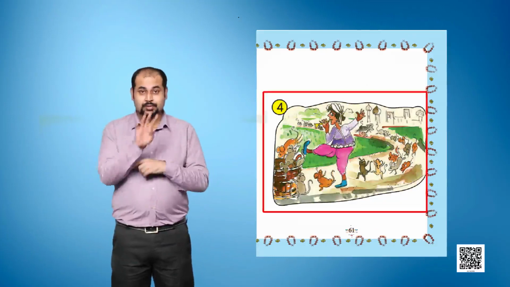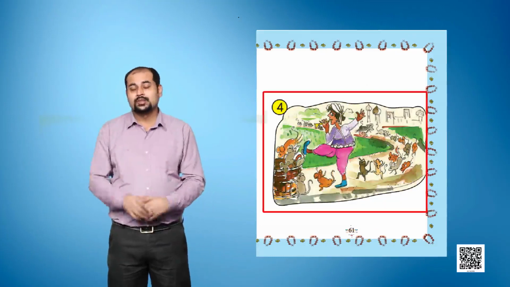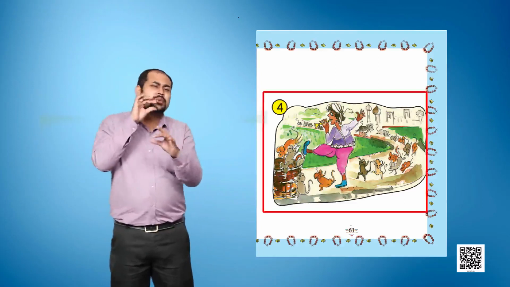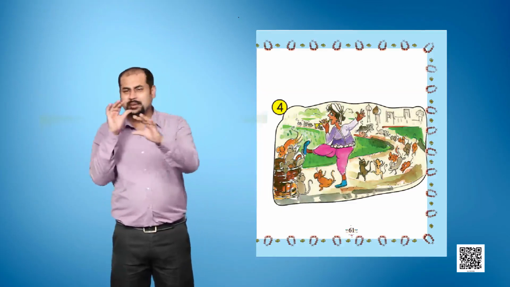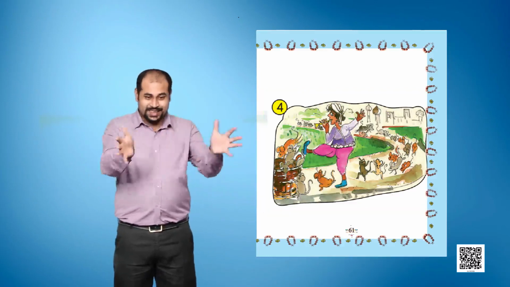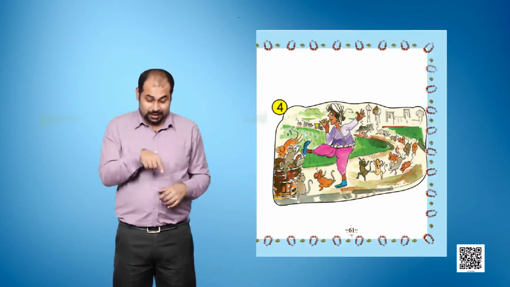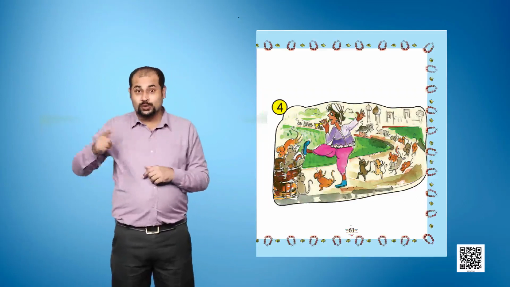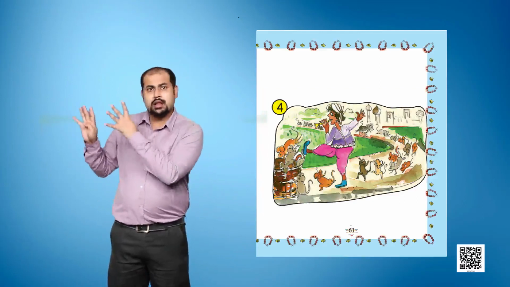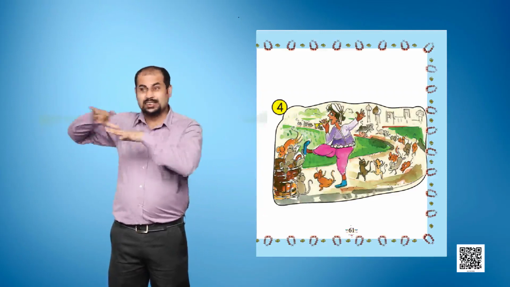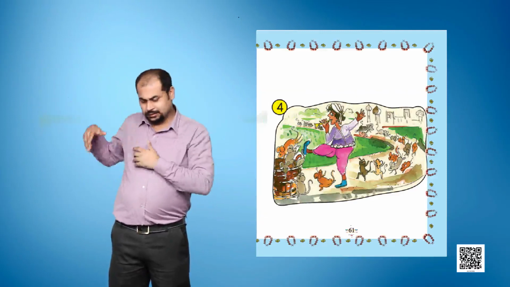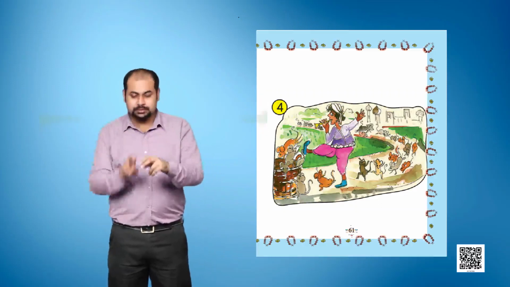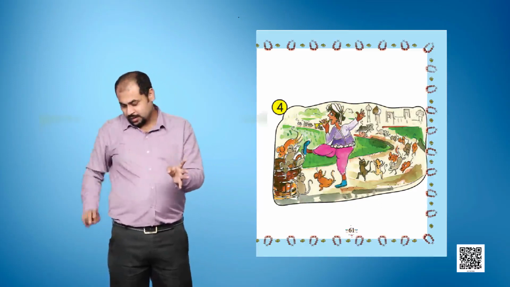Picture 4 shows the flute man playing his flute and walking towards the basket. All the rats in the city are following him and entering the basket one by one.